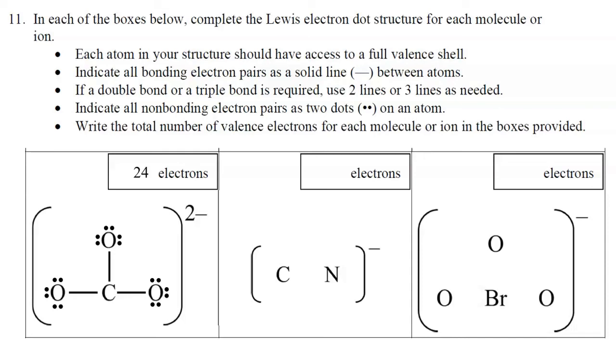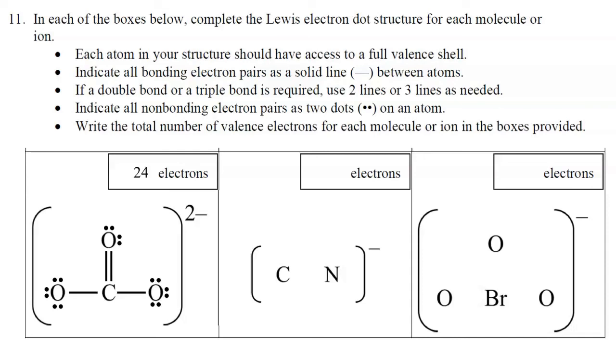I was able to satisfy the octet for each of the oxygens, but the carbon right now does not have a complete full valence shell. The carbon only has 6 electrons around it. So I can't add any more electrons. I've already used up 24 electrons. I'm going to make 1 double bond. I'm going to move a pair of electrons from one of the oxygens to make a double bond. And now that I've done that, that structure is complete. Each atom has access to a full valence shell.